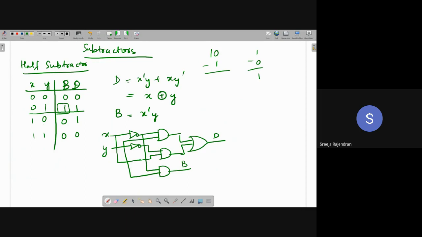So borrow is equal to x bar y. I have taken it from x bar. This point is x bar. So x bar y. And this is the point I have taken y from. And then the other one is x bar y plus y x bar, x y bar. So you add that, give it to an OR gate and you get difference.